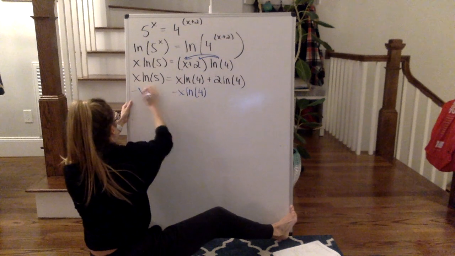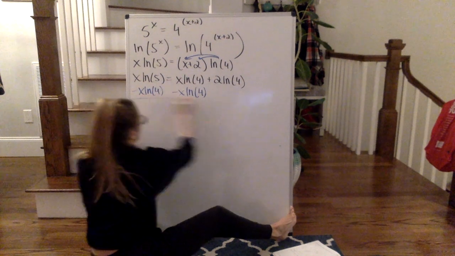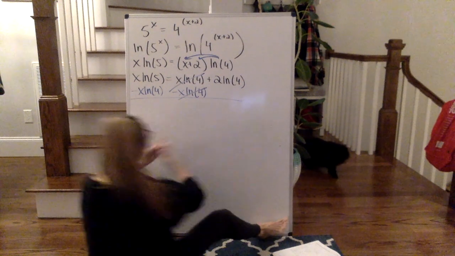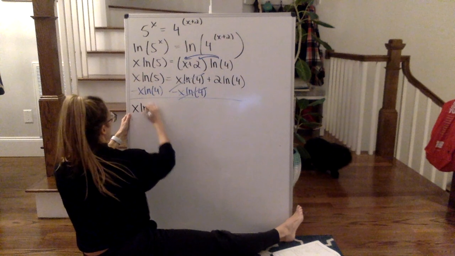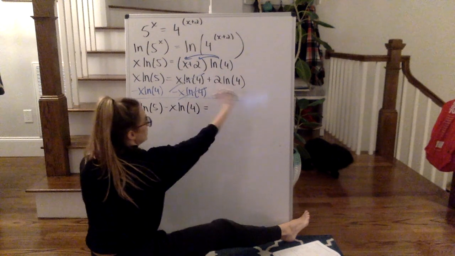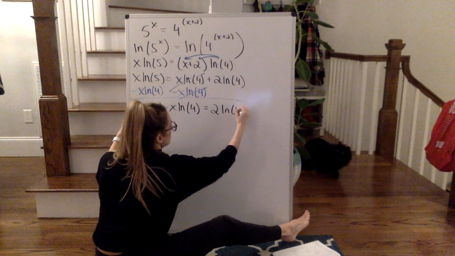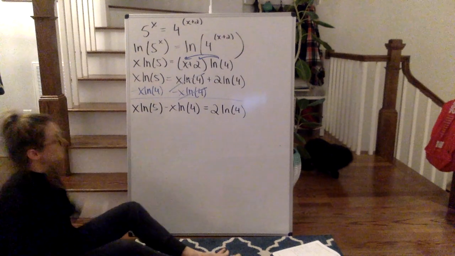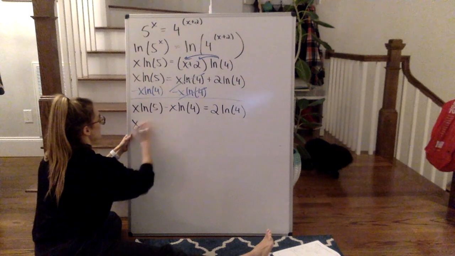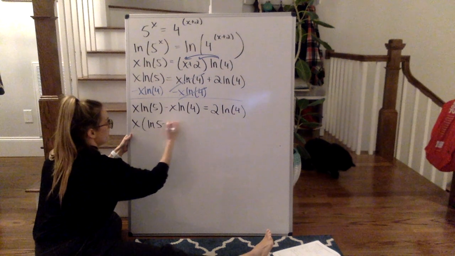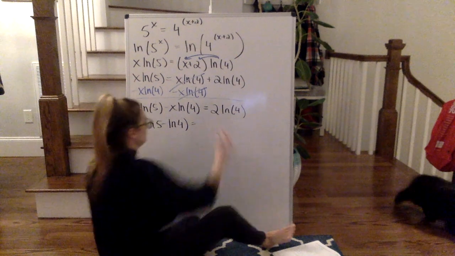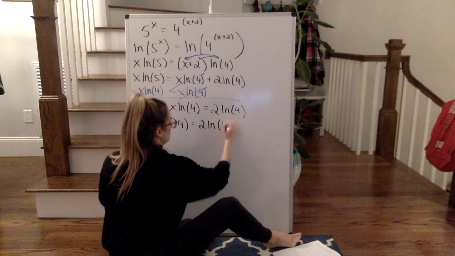Those cancel. Okay, so here I have x ln 5 minus x ln 4 equals 2 ln 4 on the right. Both of the terms on the left-hand side have x in them. So let's factor it out. This becomes x times ln 5 minus ln 4. And on the right, 2 ln 4.